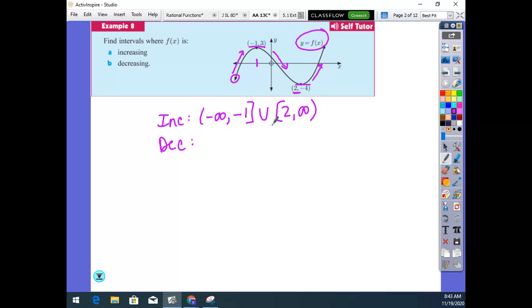Where is it decreasing? We go, and this just fills in what we didn't do. From -1 to 2, it's decreasing. So just getting used to the notation and how to think of it will be one of the critical things in this section.